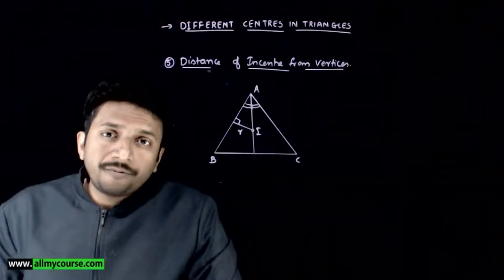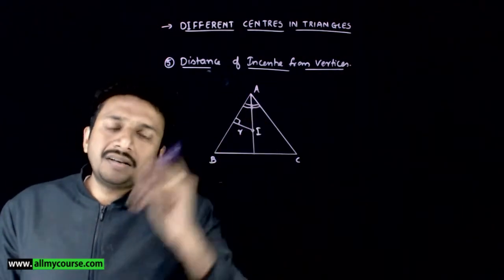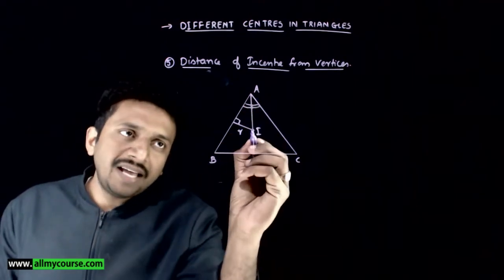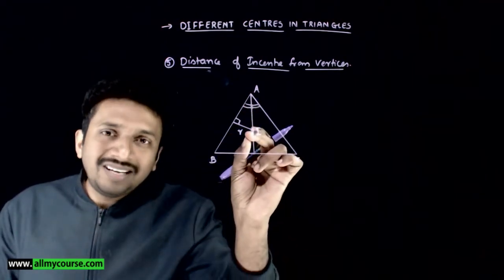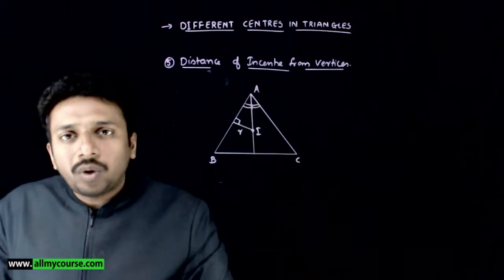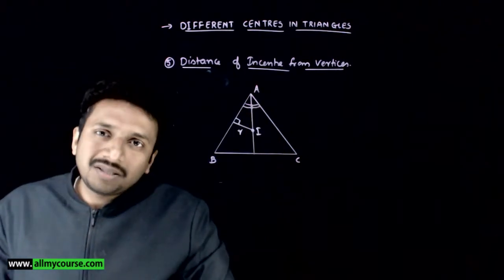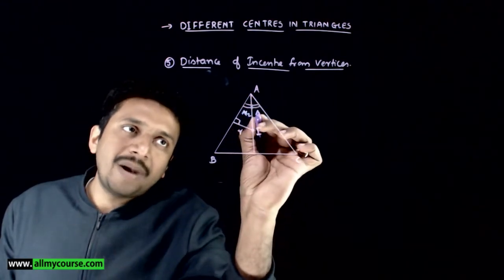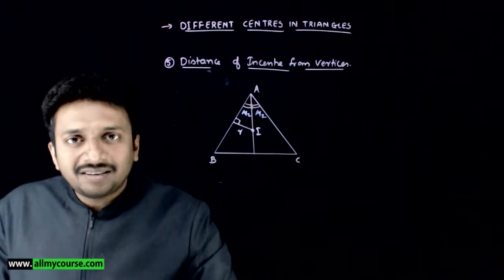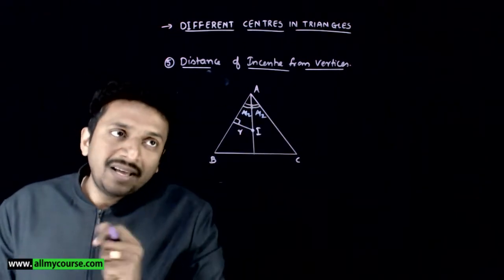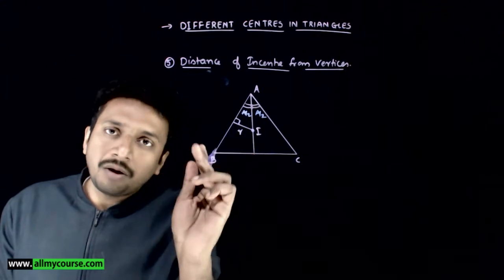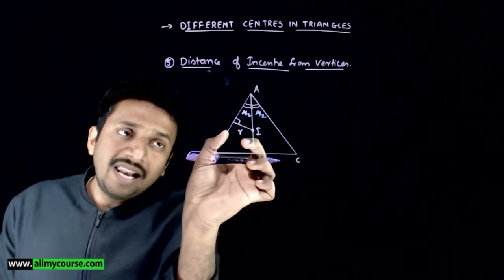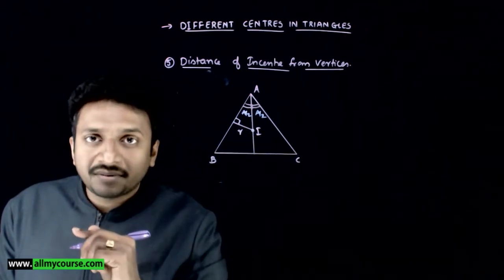So the next formula is regarding the distance of the incenter from the vertices. So if you have a triangle ABC, and I is the incenter, if I ask you the distance of this incenter from vertex A, how do I get it? It's very simple. If you join AI, we know that it bisects the angle A. And if you draw a perpendicular from I onto AB or AC, for that instance, the length of the perpendicular will be equal to r, right?